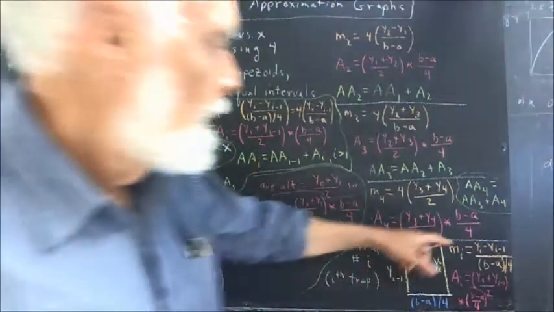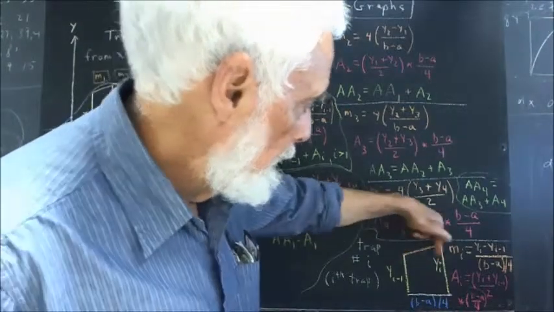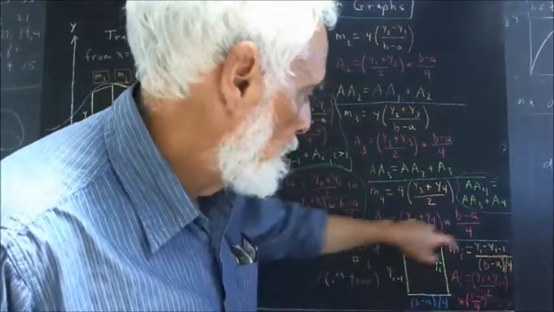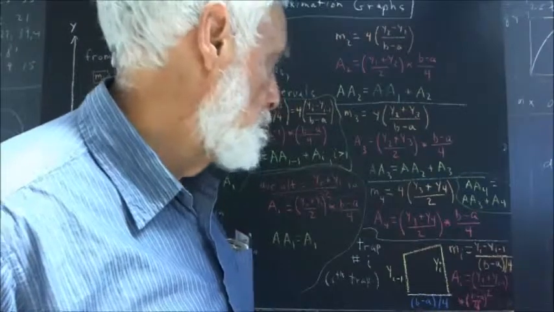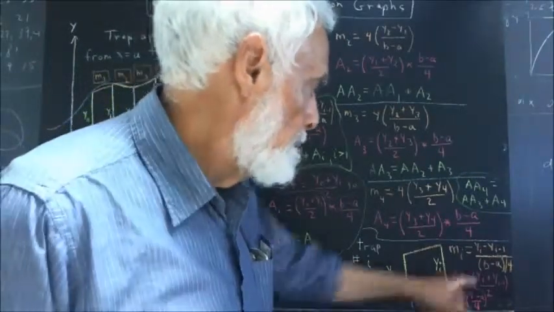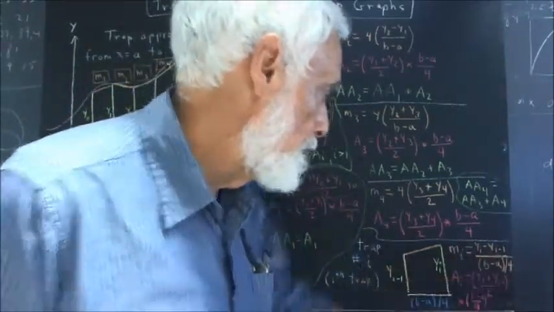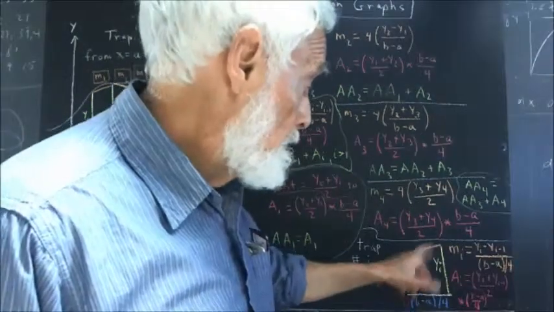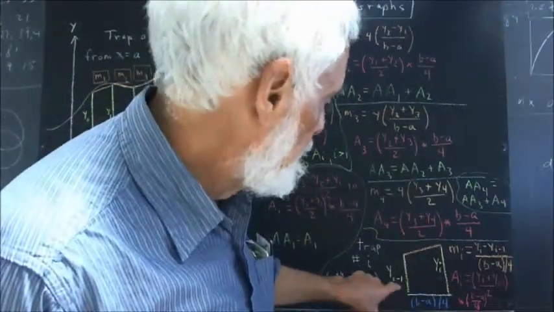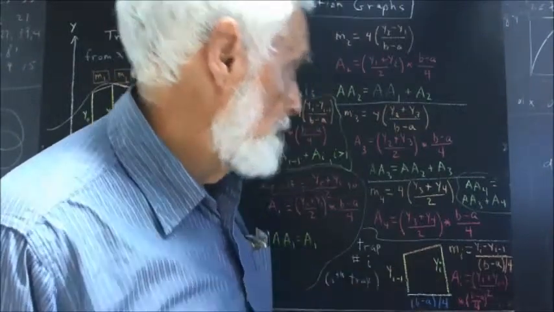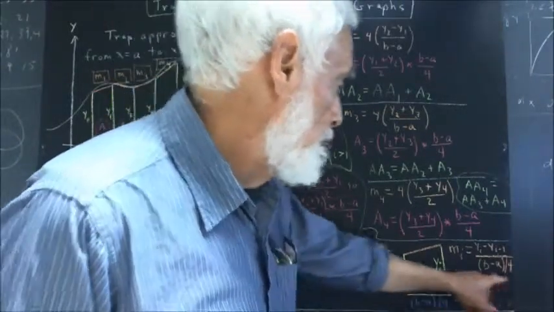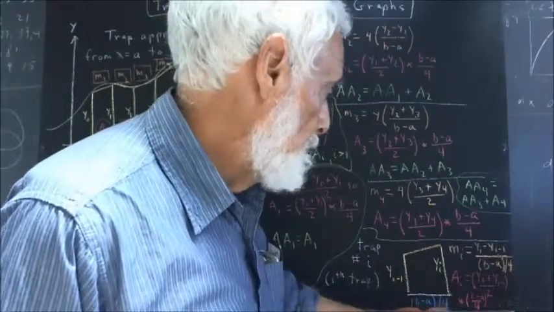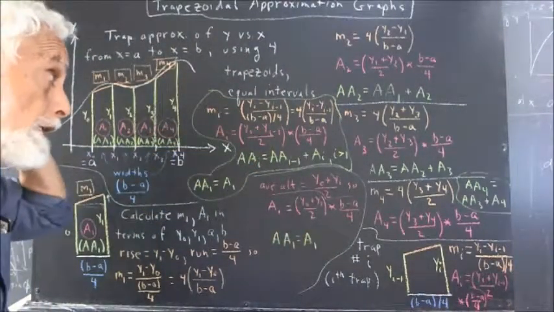the trapezoid is rise divided by run. The rise is this minus this, y sub i minus y sub i minus 1. The run is the width, (b minus a) over 4, so here's your slope. The area, well, we take the average of the altitudes for the usual reason, add this to this, divide by 2, that's here, and multiply that by the width here. Now, I've written it out a little more clearly over here.